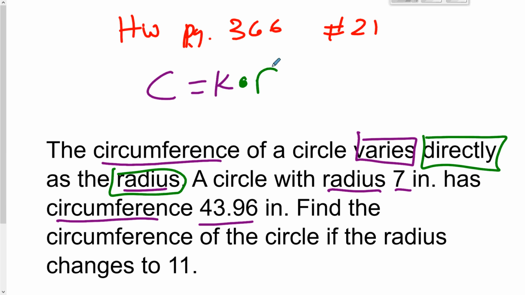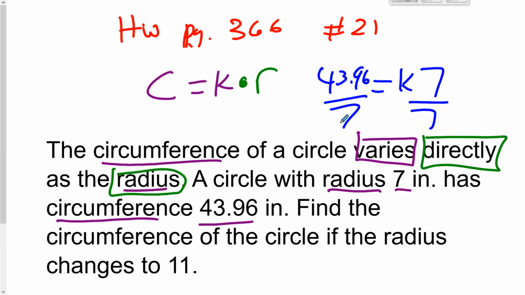Okay, now we can enter in the information they give us. They say radius is 7, so 7k equals our C. Circumference is 43.96. So now we can solve for k. Divide by 7, divide by 7. Take 43.96 and divide that by 7. 43.96 divided by 7 equals 6.28. So k is equal to 6.28.